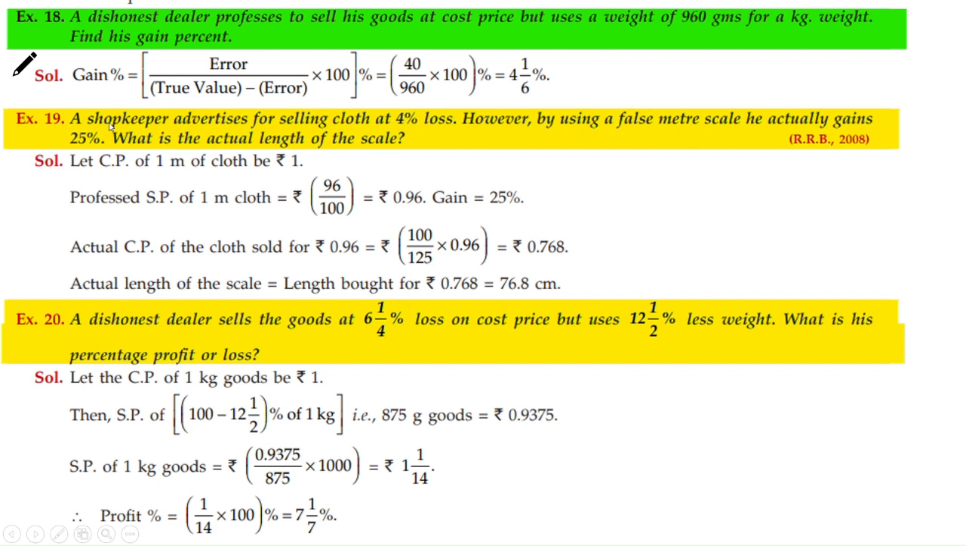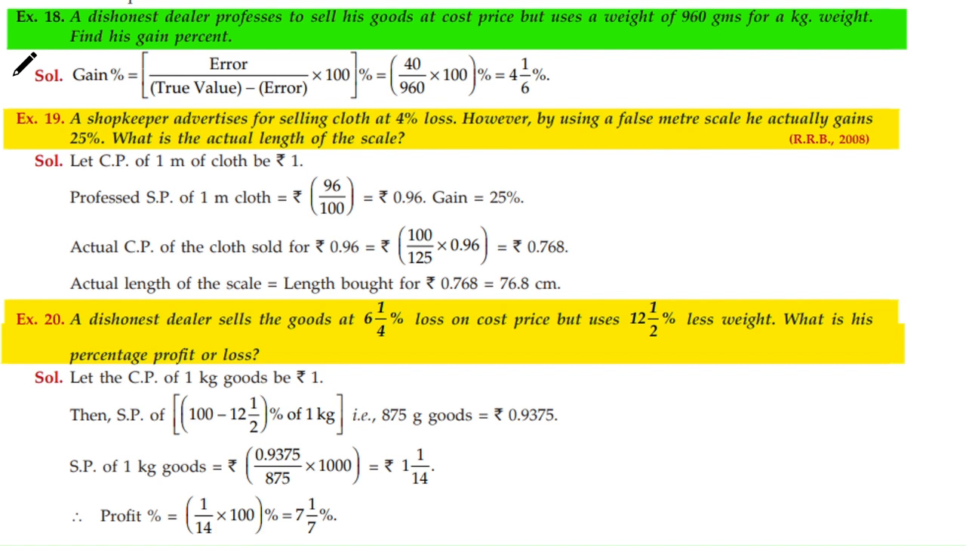A shopkeeper advertises for selling cloth at 4% loss. However, by using a false meter scale, he actually gains 25%. What is the actual length of the scale?